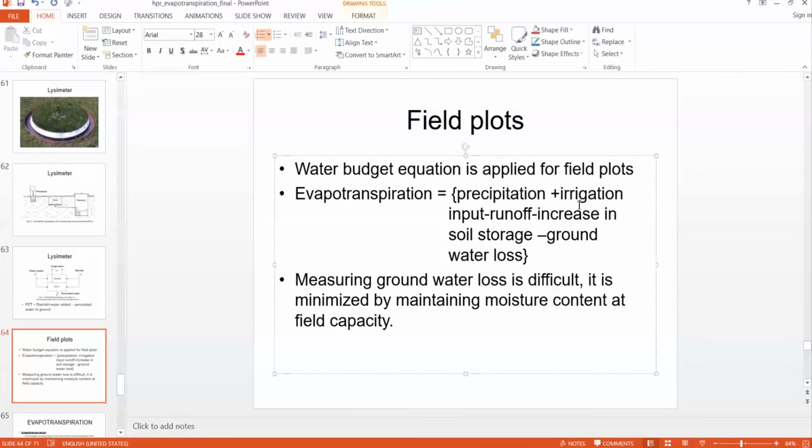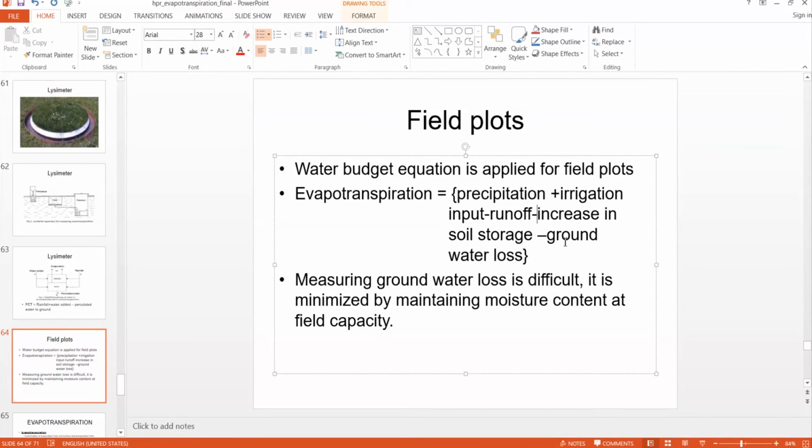We know the irrigation input, that is whatever water is given to that plot, and there could be rainfall. That is measured by a rain gauge and given as precipitation. So evapotranspiration is equal to precipitation plus irrigation input minus runoff, and we will also be measuring the water content in the soil from time to time, minus the increase in soil storage, then minus groundwater loss.